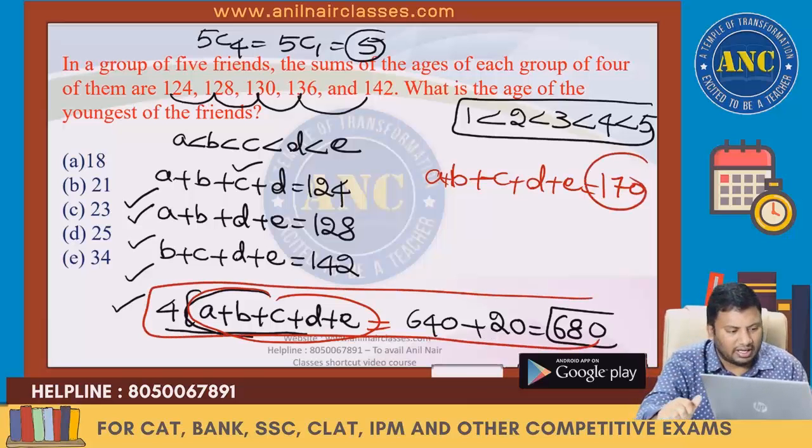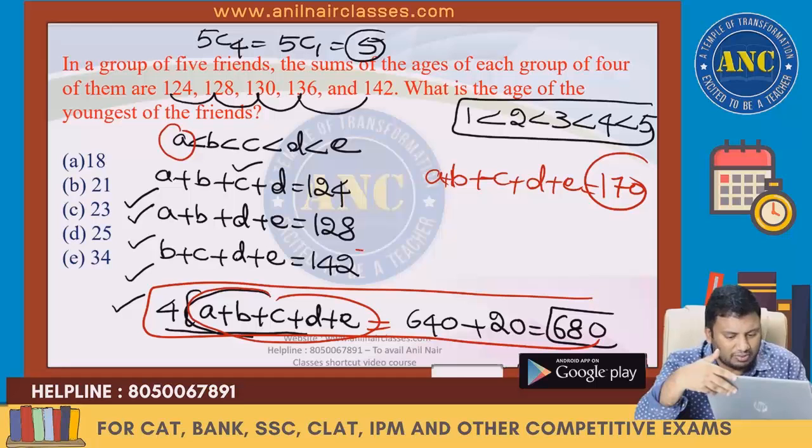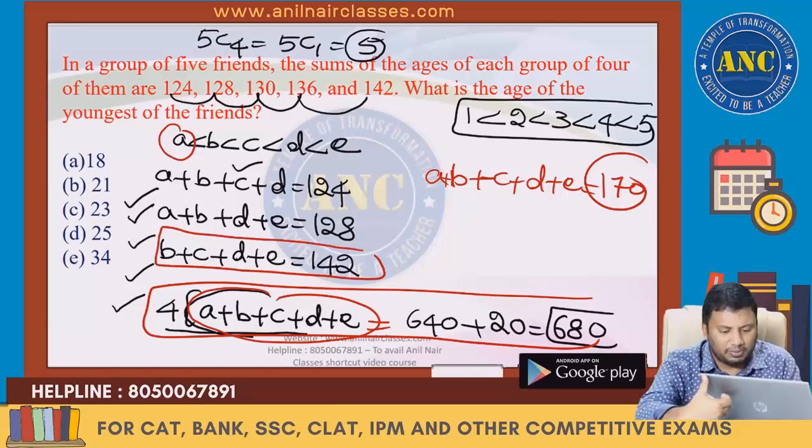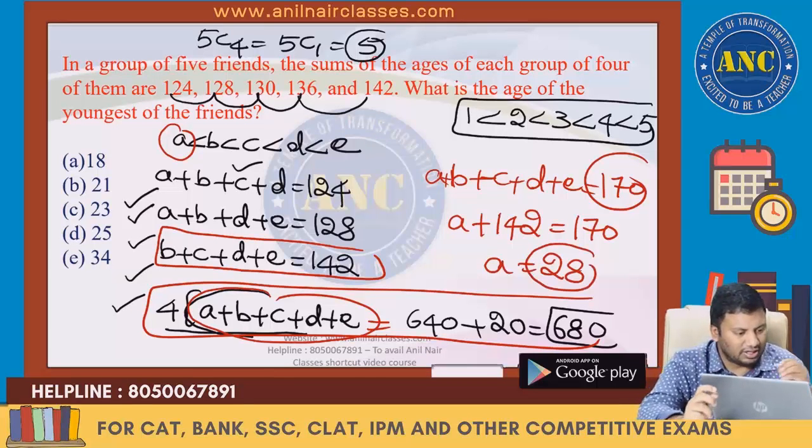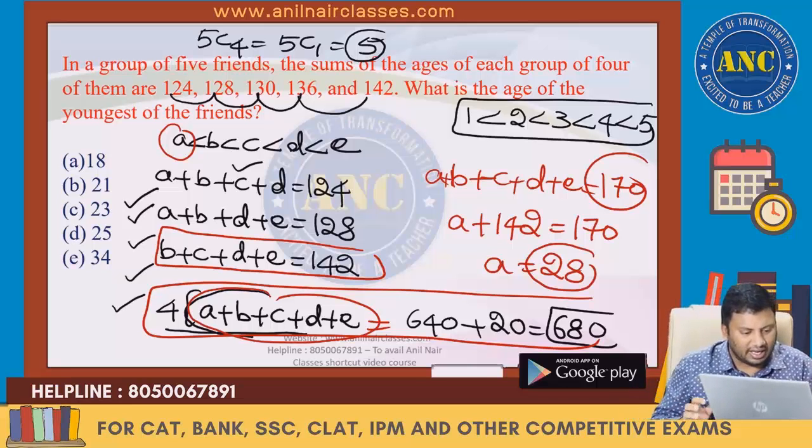Now I require the A value. A is the youngest. A youngest means what is B plus C plus D plus E? B plus C plus D plus E is 142. 142 equivalent to 170. I got the youngest as 28. Just check if I did any calculation mistake.